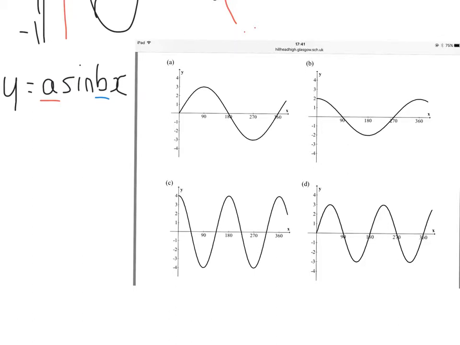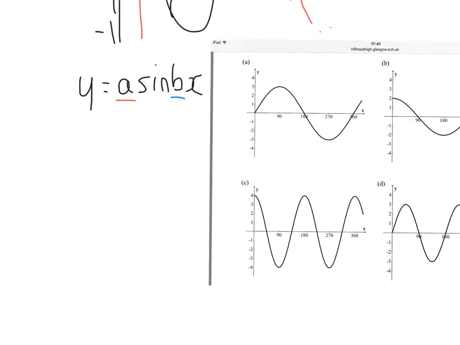Okay, so we've got some sine curves here, and we're going to identify A and B. So it's y equals a sine bx. A is the amplitude, and B is the number of curves in 360 degrees with the sine graph. So A is the amplitude, which is half of the total vertical height. So that's one way of thinking about it and getting an accurate value for A, is that it's half of the total vertical height of the curve. B is the number of curves in 360 degrees.